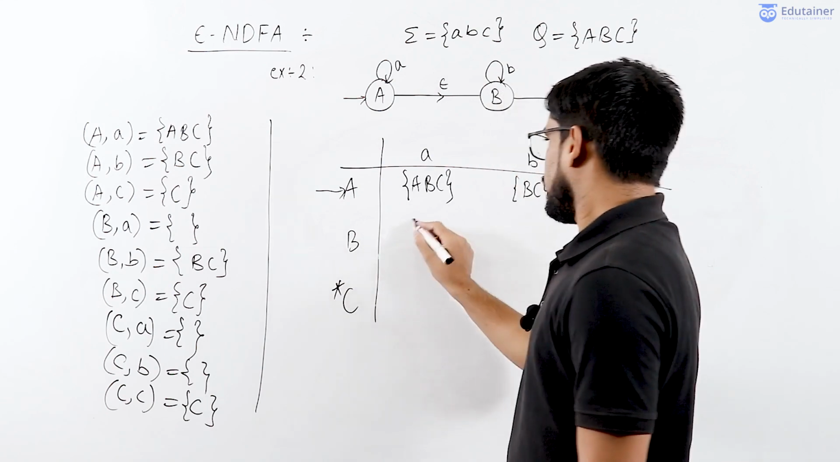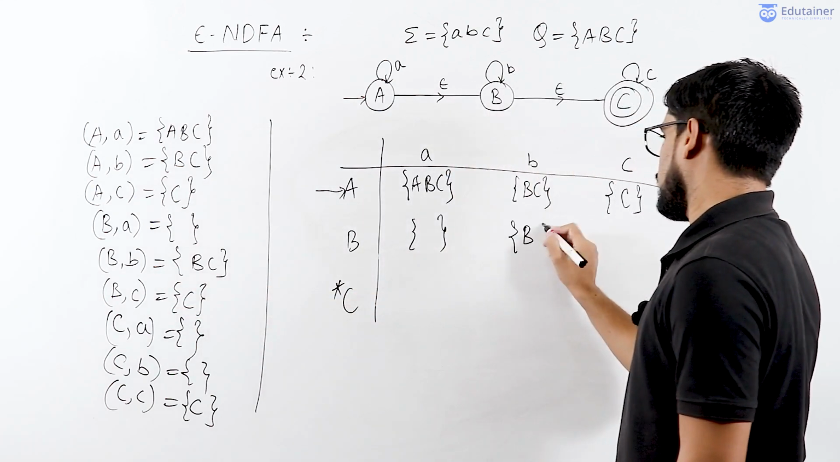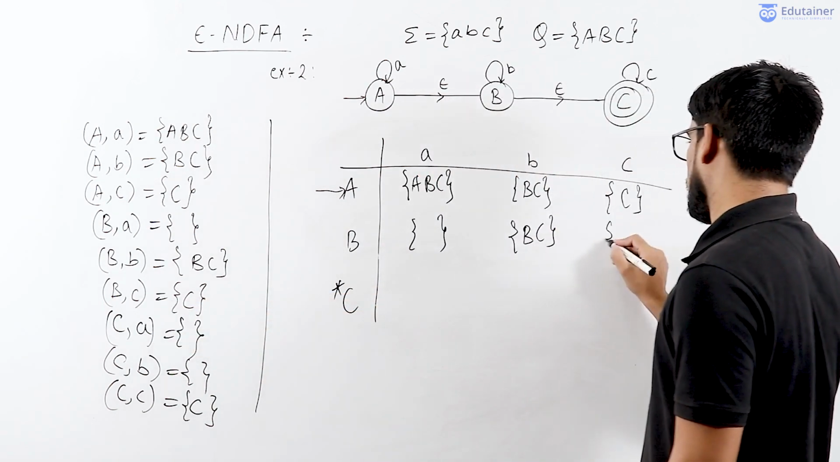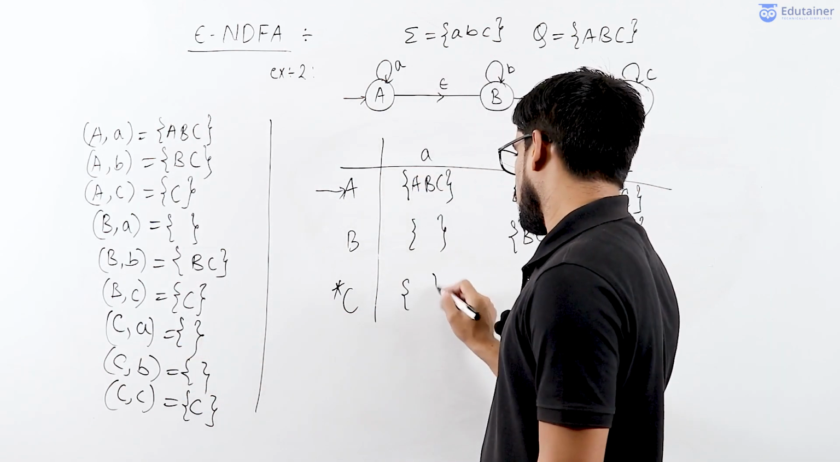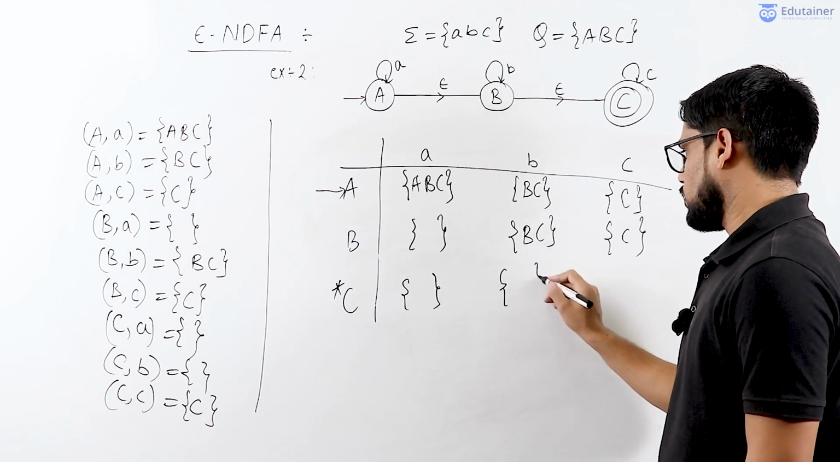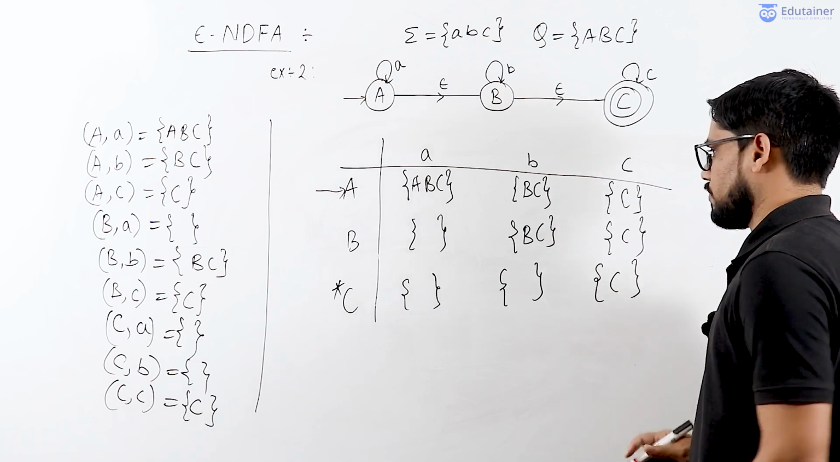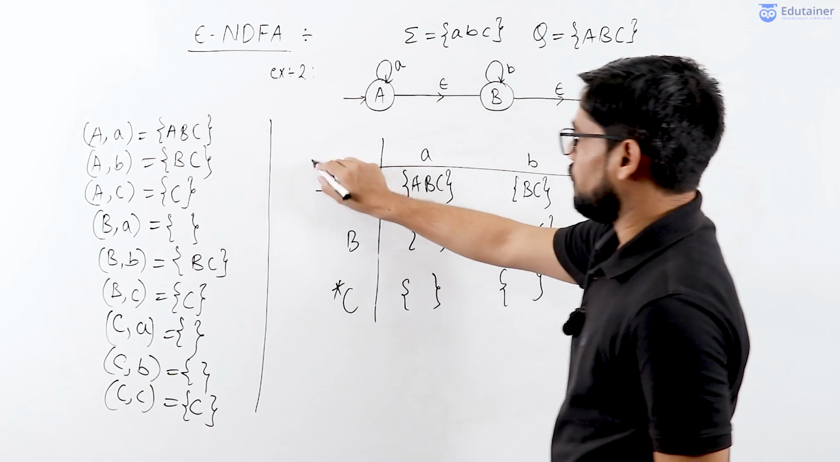B on small a, there is no move. B on small b is B and C. B on small c will only C. Similarly, C on small a, there is no move, so I will write an empty box. C on small b is also an empty box, and C on small c is capital C. So this is the transition table for NFA.